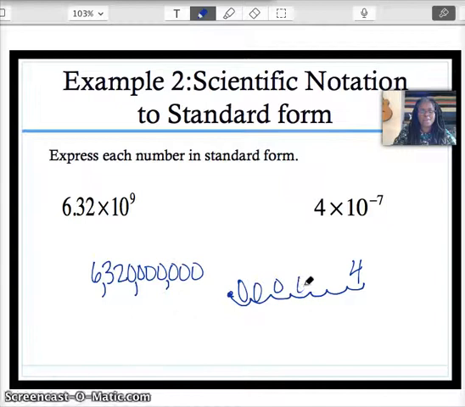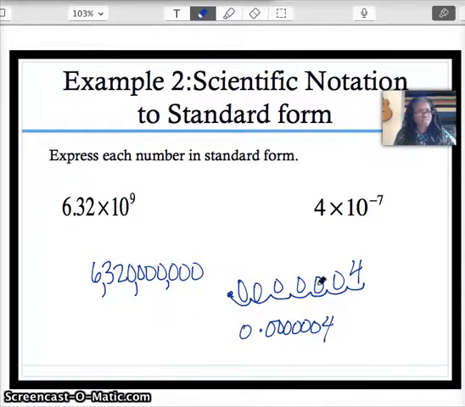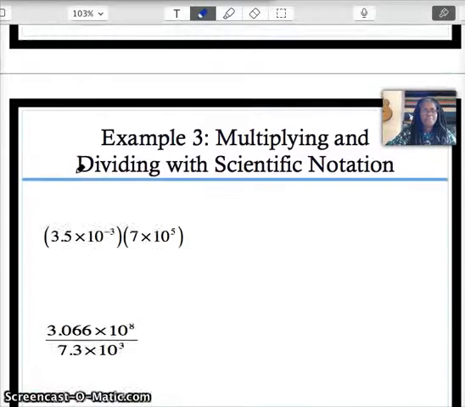I fill it in with my zeros, and this is the number I get: 0.023456, and there's a 4. So, a pretty tiny number, and that's writing it in standard form. That's what we would do. Let's look at the next example that we have here.